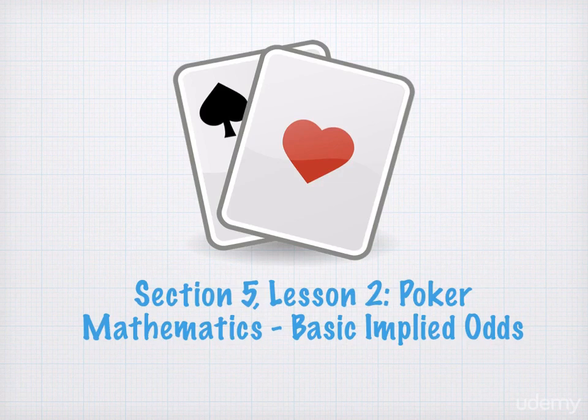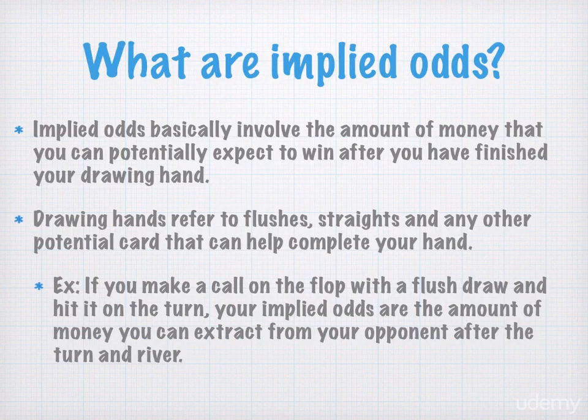This is section 5, which has been all about poker mathematics, and this is going to be basic implied odds in lesson number 2. So to start off with, what are implied odds? Well, implied odds basically involve the amount of money that you can potentially expect to win after you have finished your drawing hand. So in the last lesson, we talked a lot about the different straights, flushes, and how to know whether it's worth chasing a hand or not.